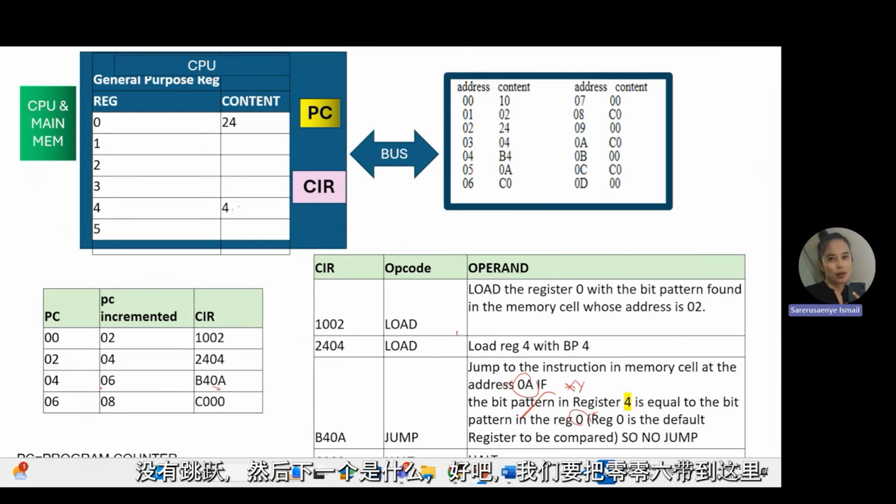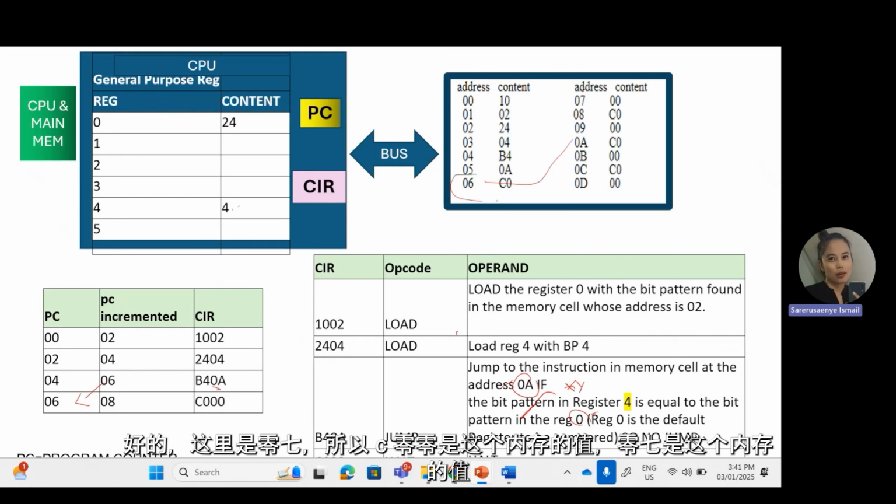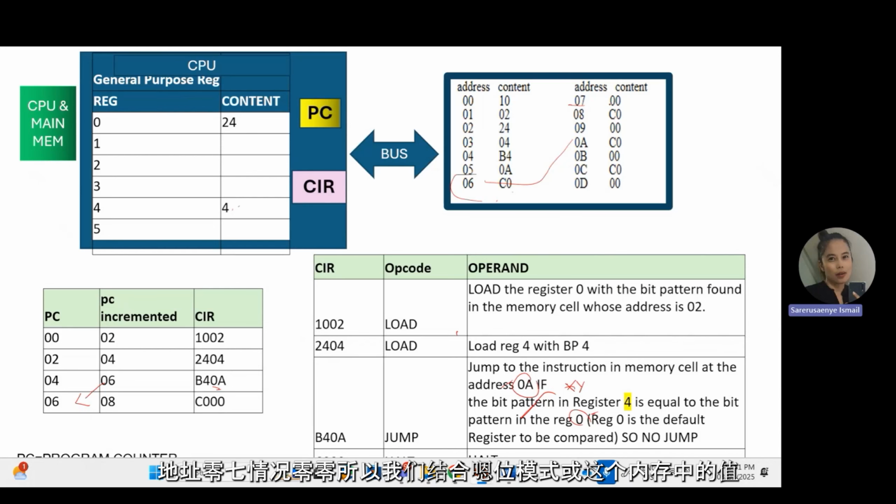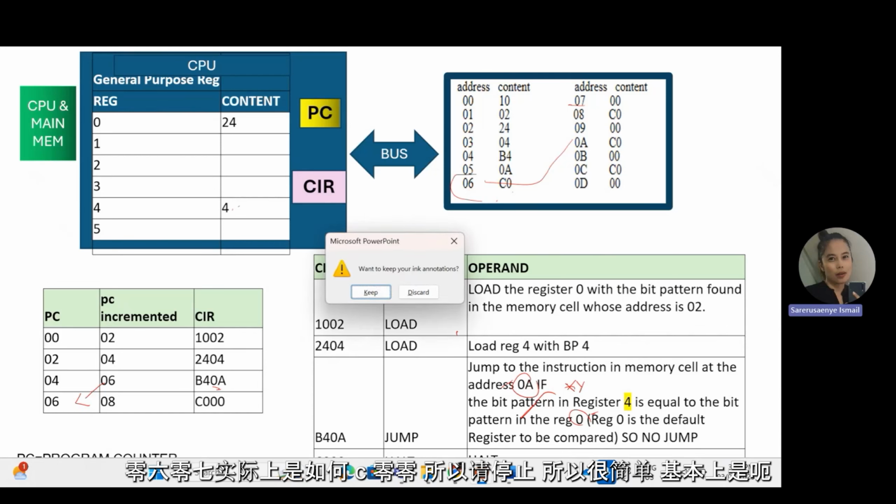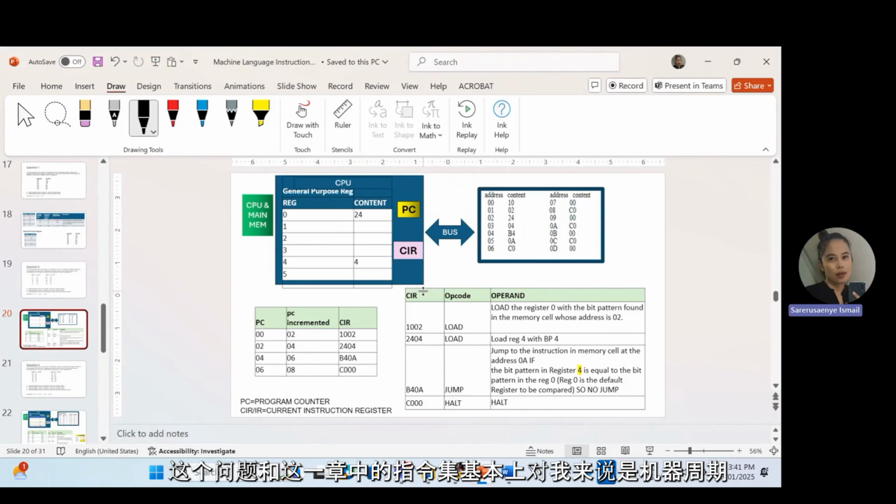Okay, we're going to bring 06 down here. And then the 06, we're going to refer to the old of our register. The 06 will be combined with 07 here. So the value for this memory address 07 is a 00. So we combine the bit pattern or the value in this memory 0607, which is actually C00. So we stop.